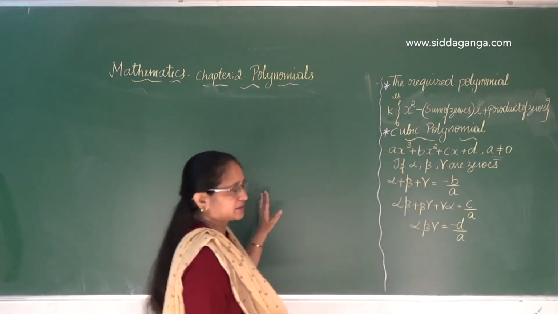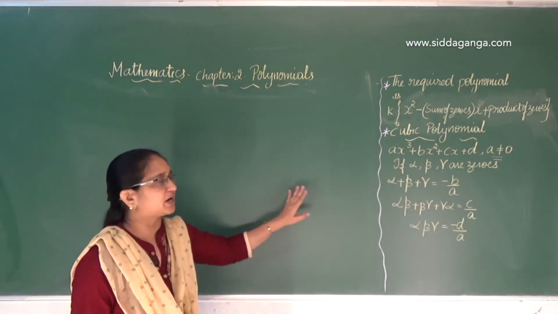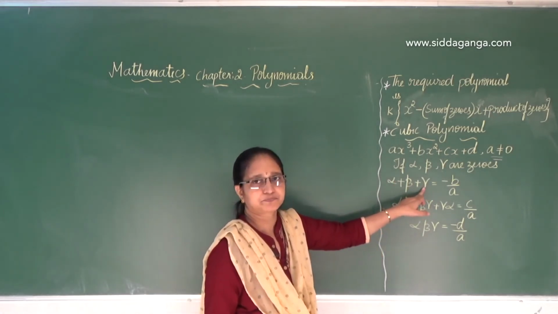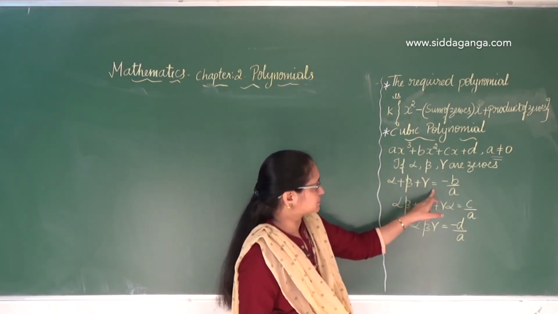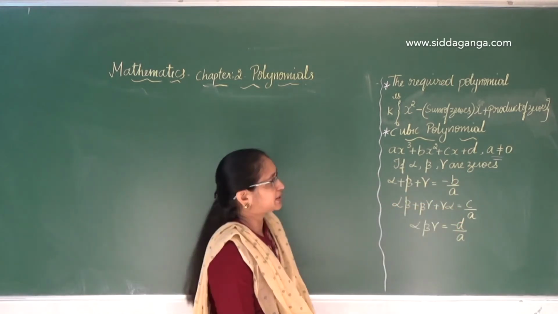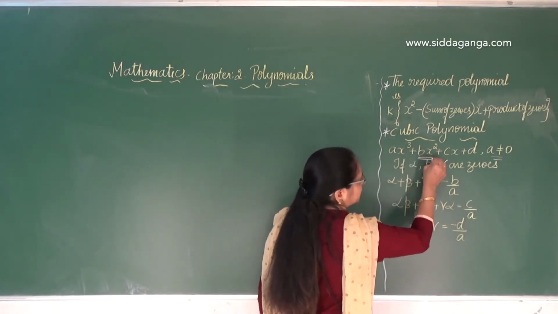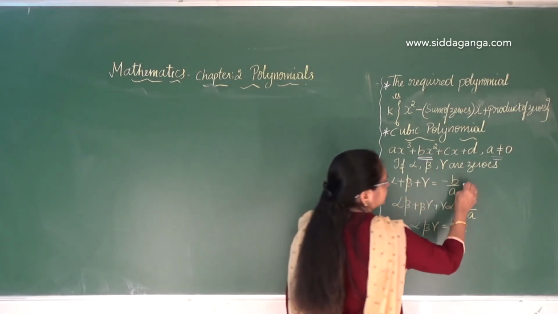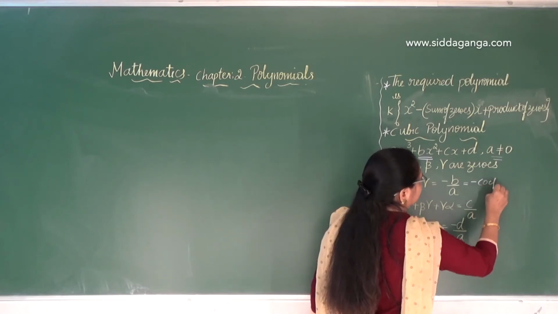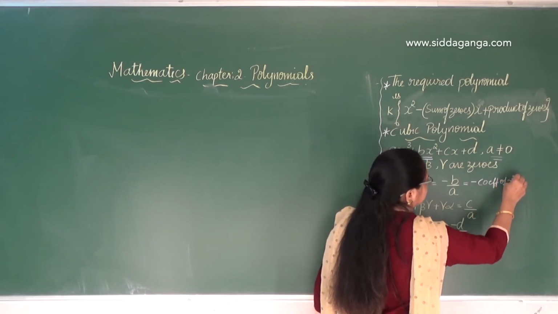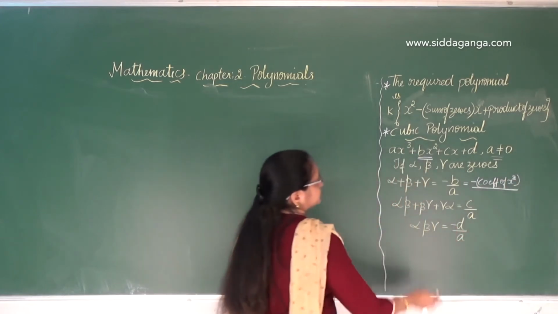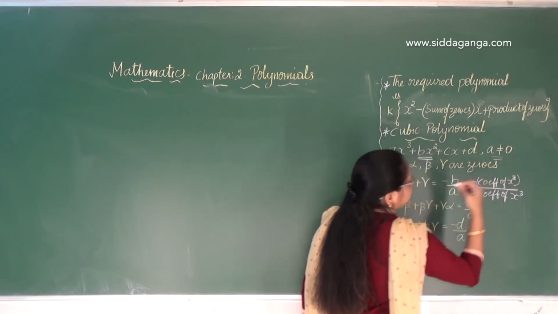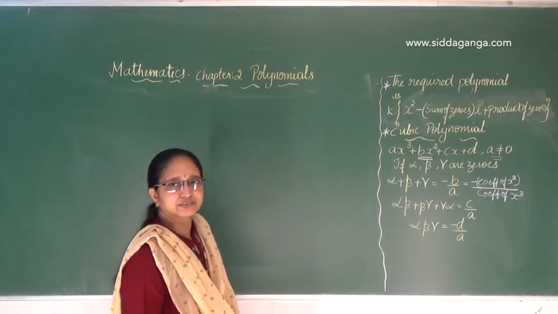So, all this time in the quadratic polynomial you used to take alpha and beta. Now, one more zero like this is called gamma. So, alpha plus beta plus gamma is equal to minus b by a. Minus b by a means, observe carefully, minus b is the coefficient of x square divided by, of course, the coefficient of x cube. A is the coefficient of x cube.